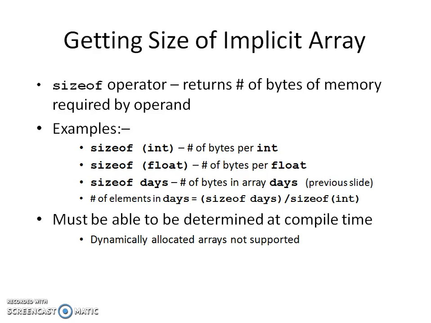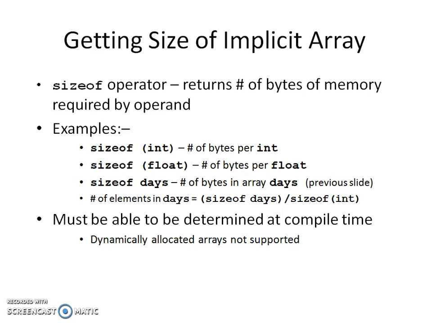So to obtain the size of an implicit array, we can use the operator sizeof. It returns the number of bytes of memory required by the operand. The sizeof integer returns the number of bytes required to store an integer value, and sizeof float returns the number of bytes per float value. Sizeof days returns the number of bytes required for the array days, that is explained in the previous slide.